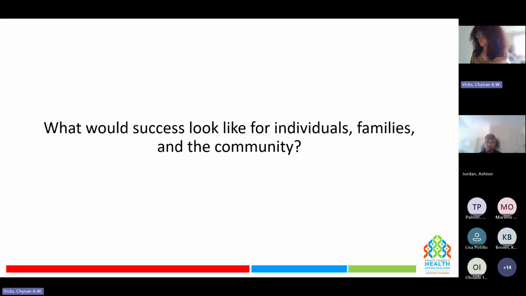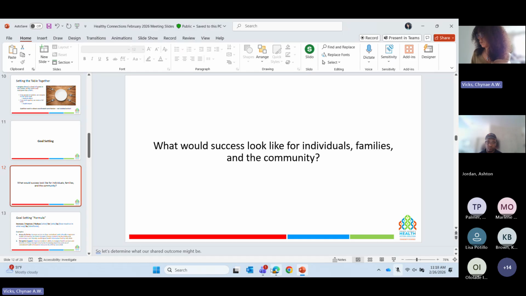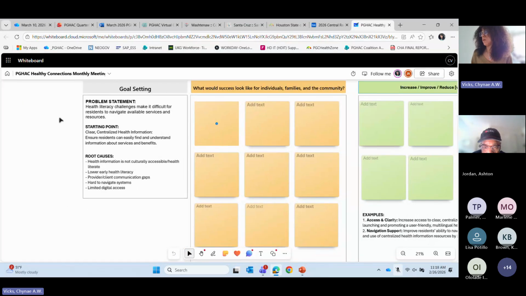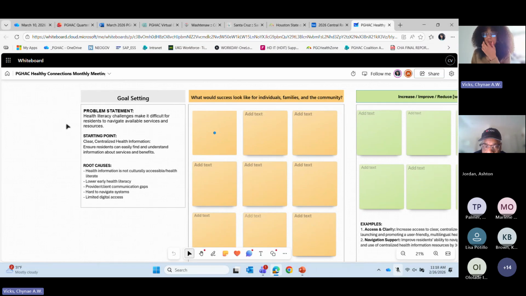And what I'm going to do is share a whiteboard with you all today, and we're going to do some brainstorming together. Right, so AJ provided the problem point and starting point in the chat as well for your reference. But again, with our problem statement and our starting point in mind, what would success look like for individuals, for families, and the community?